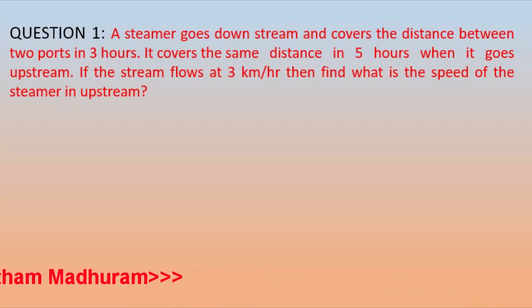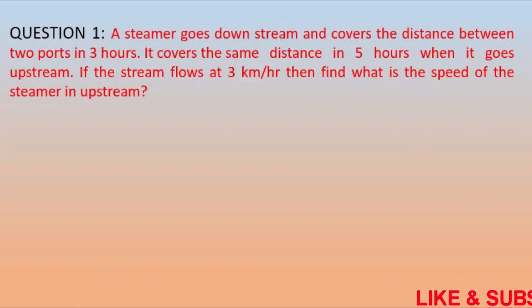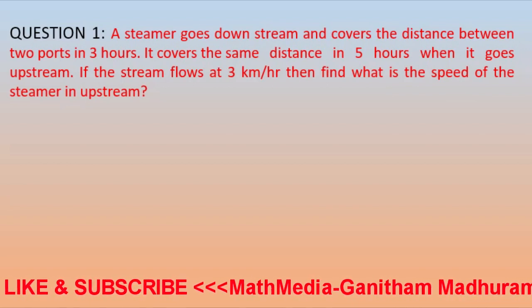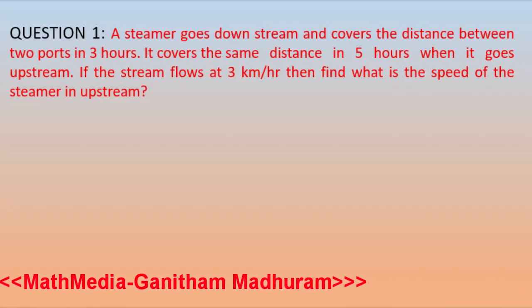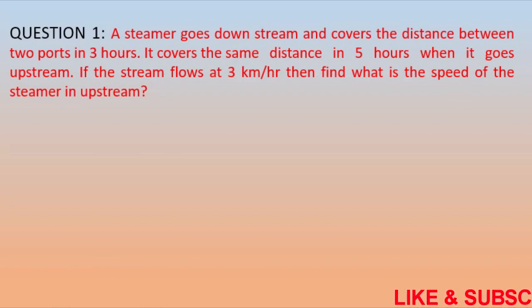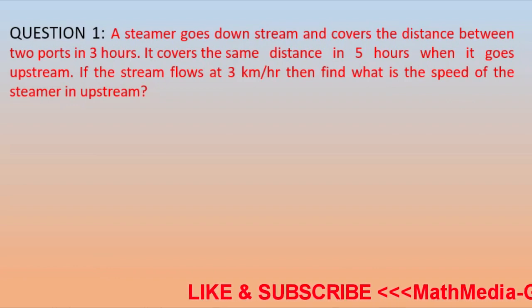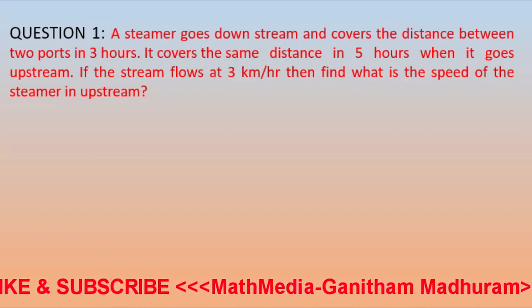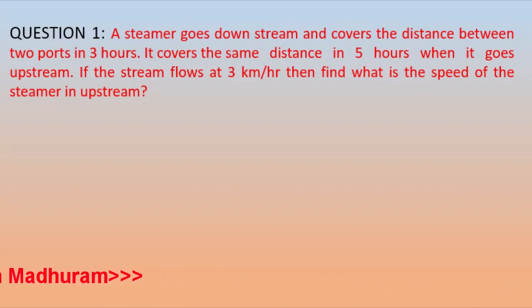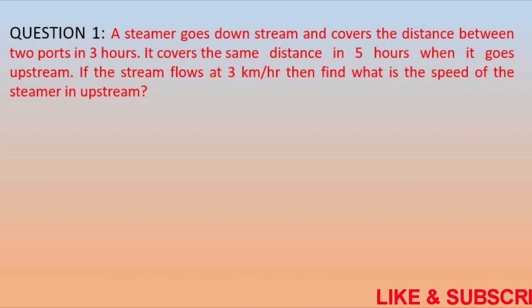It covers the same distance in 5 hours when it goes upstream. If the stream flows at 3 km per hour, then find the speed of steamer in upstream. We don't know the speed of steamer in upstream. We have to find that one.